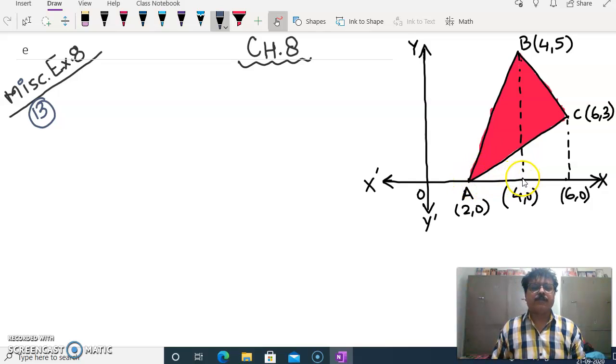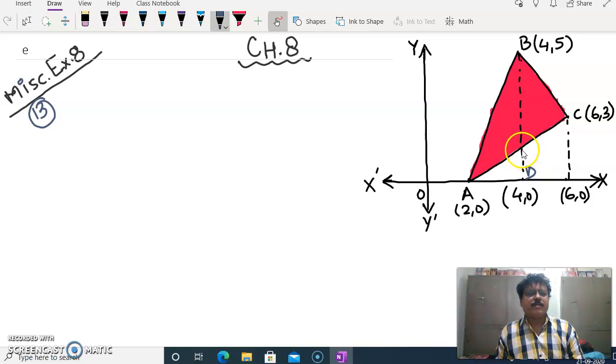From 2 to 4, the area bounded by the line AB is the triangle AB. We can call it D also. And from 2 to 4, the area bounded by the line AC will be this particular area, the white triangle below that pink triangle. So we have got almost half of the pink triangle, so we have divided that into two equal parts.